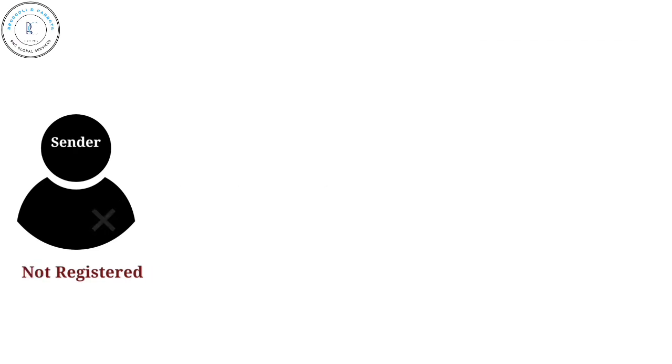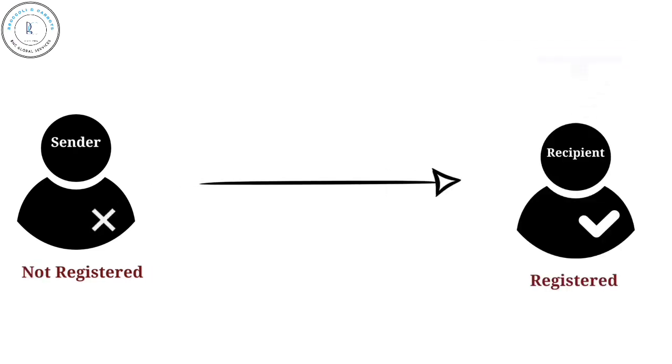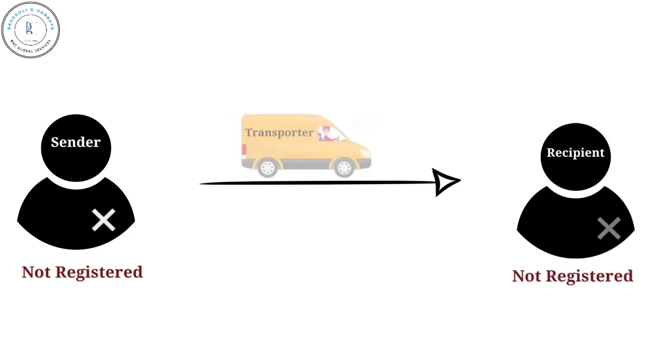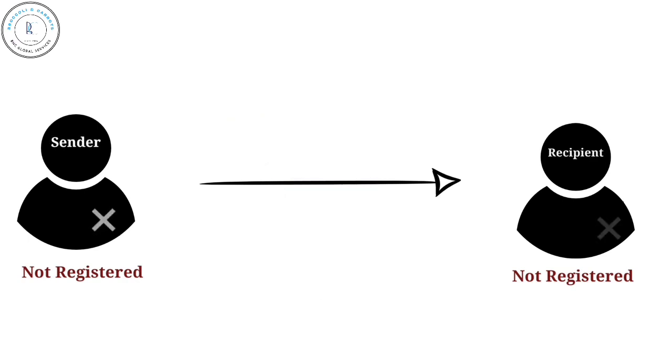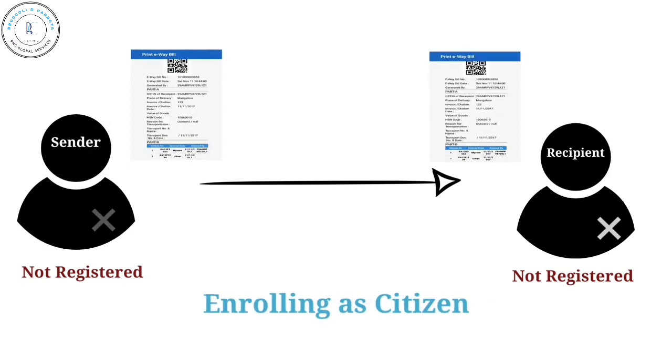If the sender is not registered, then the registered recipient shall generate the e-Waybill. If the recipient is also not registered, then the transporter shall generate it, if applicable. Else, the sender or recipient shall generate it, enrolling as a citizen.